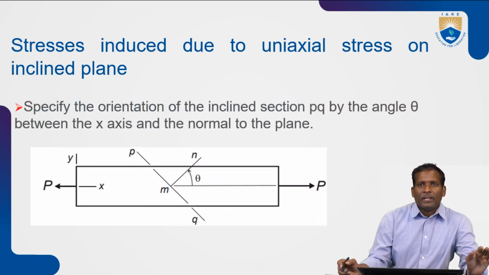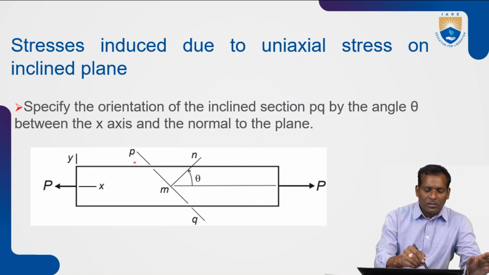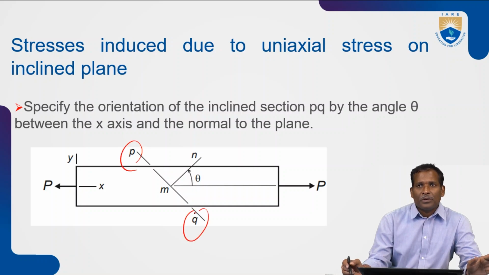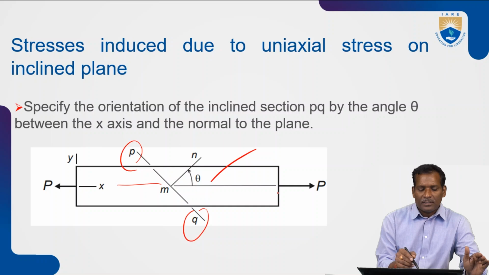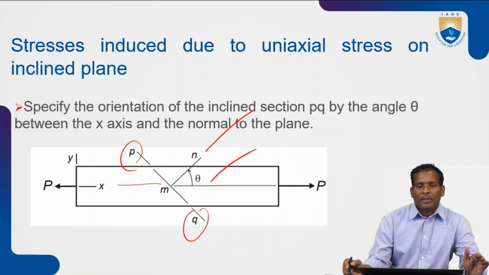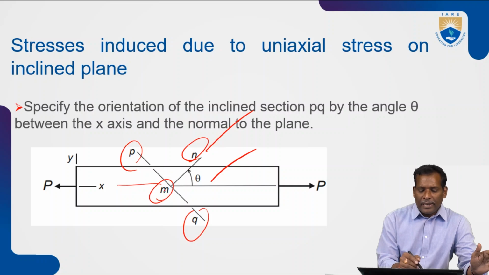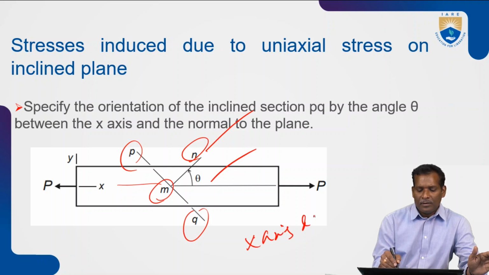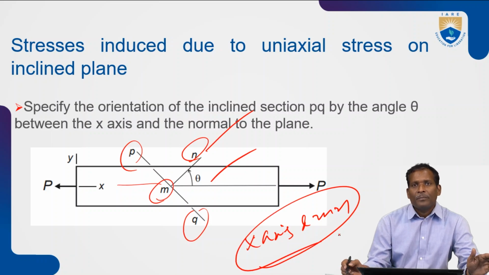Specify the orientation of the inclined section. Here the inclined section is shown as PQ, by the angle theta between the x-axis and the normal to the plane. So this is the x-axis and this is the normal to the plane MN. The angle theta is between the x-axis and MN. Clear?